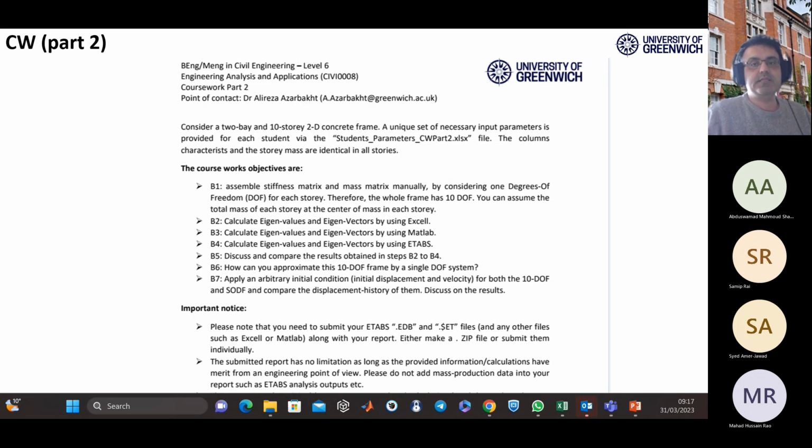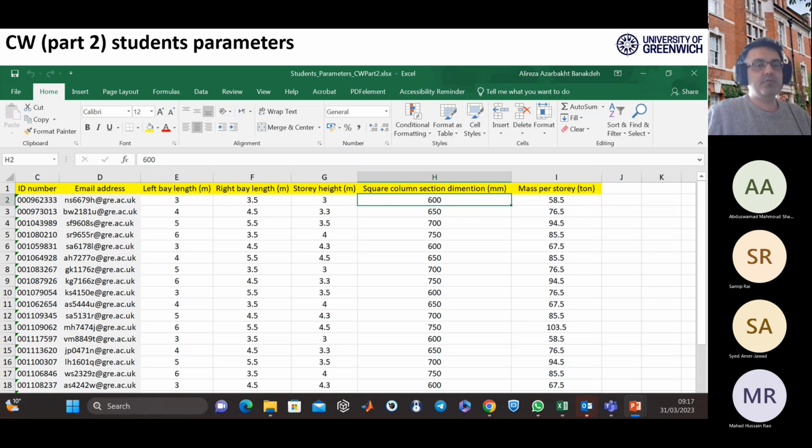A unique set of necessary input parameters is provided for each student via the student parameters sheet. On the Moodle, when you see the coursework brief, you will also see an Excel spreadsheet describing each student with a set of parameters. I'll briefly describe the parameters. For example, the column E here is left bay length.